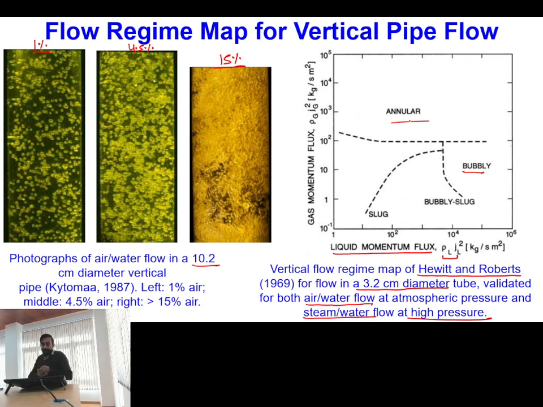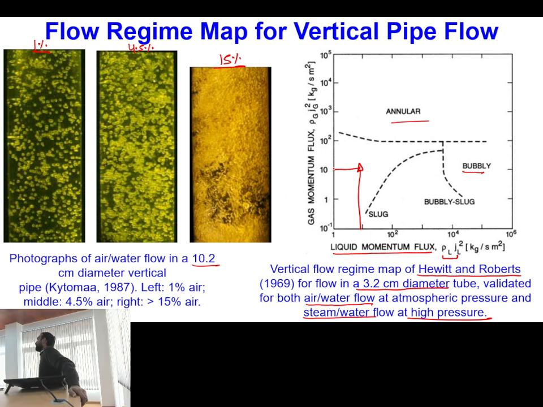Okay, so whenever we talk about this particular regime map, from it we can get an idea of the mass quality. If you take any point on this regime map, you know the liquid momentum flux and the gas momentum flux, and if you simply divide by JL and JG, then you will know the mass velocities, the mass flux. If you know the mass flux, you can determine the mass quality. So over this entire plot we can determine the distribution of the mass quality present in the system.